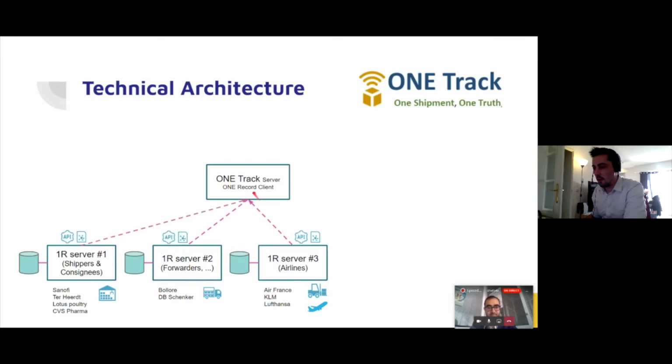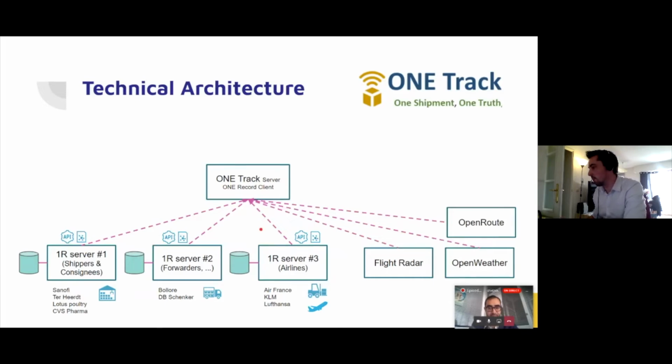And our server is able to fetch the data from all the One Record servers thanks to their common APIs and data models, so we can speak the same language with any of them. In addition to these servers, as I said before, we decided to plug other APIs like Flight Radar, Open Weather, or Open Route to get even more data and be able to make some correlation inside our application. Our application is a web application based on React.js and other libraries, and it can be displayed, of course, in a web browser.